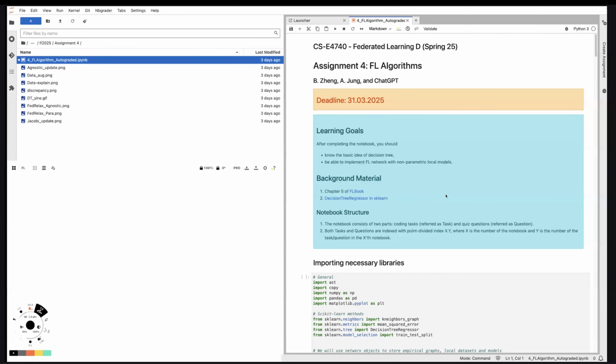In this assignment, you will learn the basic idea of the decision tree and be able to implement the FL network using non-parametric local models, for example, the decision tree.